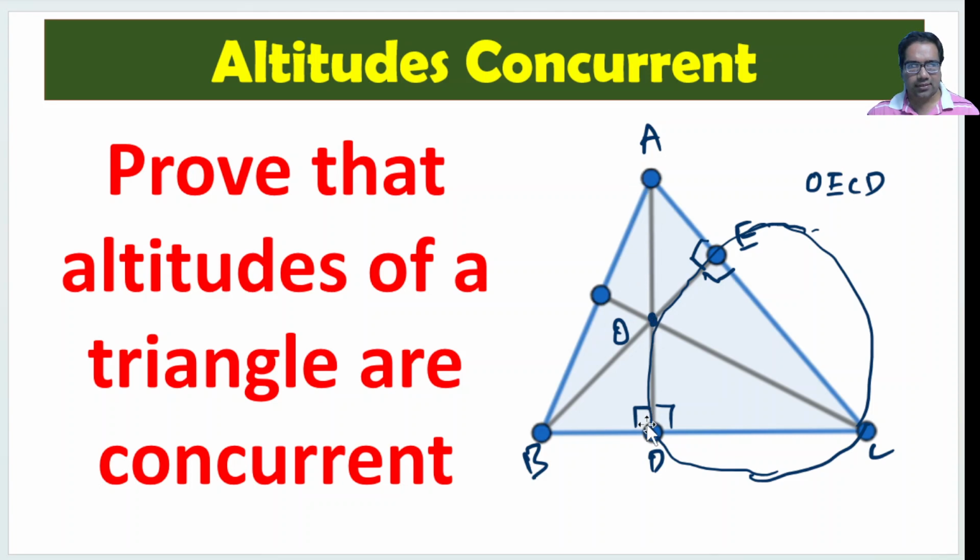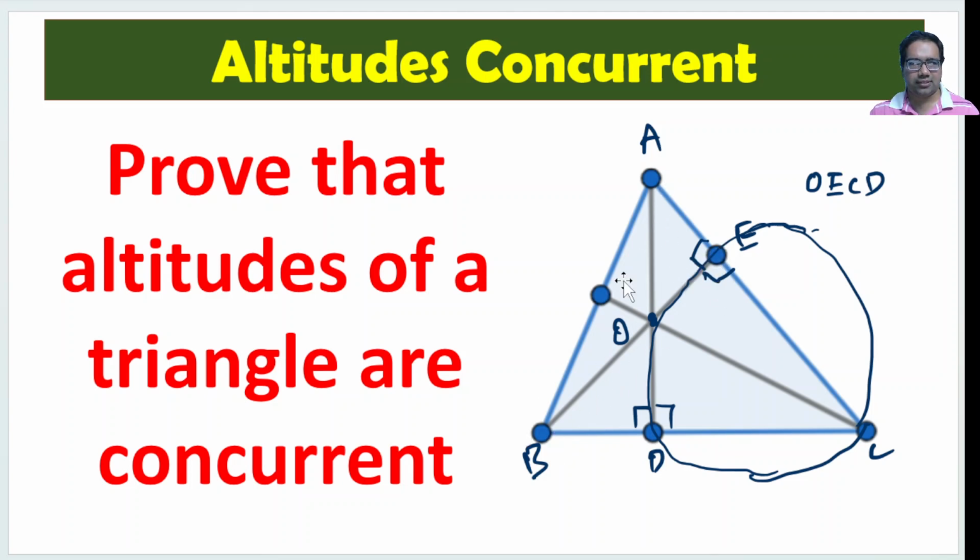Similarly, this angle ADB and this angle AEB, these are 90 degrees. This triangle ABD is a right angle triangle. Similarly, ABE is also a right angle triangle. And AB is the common hypotenuse for both of these triangles.